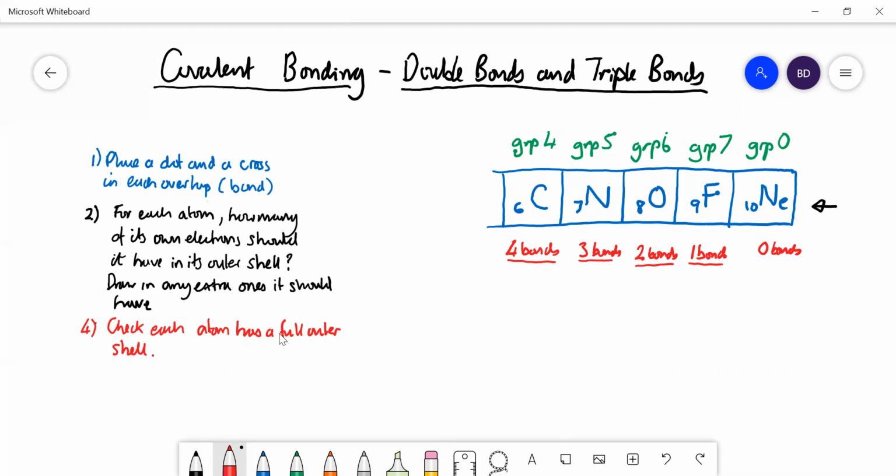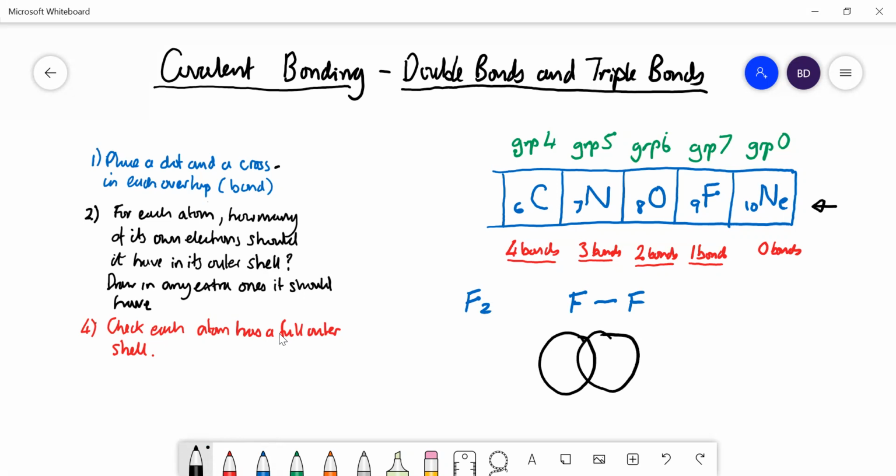say, F2 now. We know that is probably going to be a single bond between the two fluorines, because fluorine is in group 7, so it should be forming 1 bond. So it is just a single bond between the two fluorines. So let's draw a dot cross diagram for that. We follow the instructions on the left for drawing our dot cross diagram.